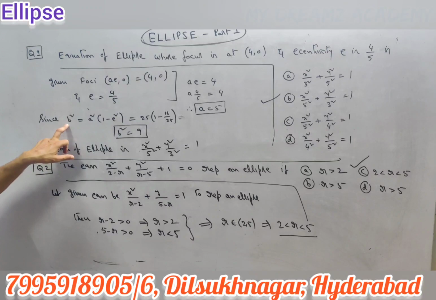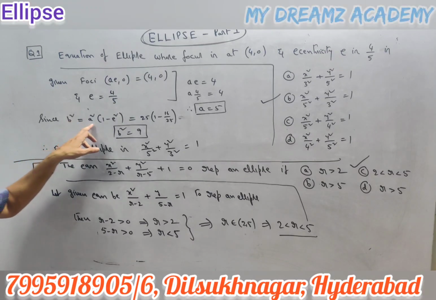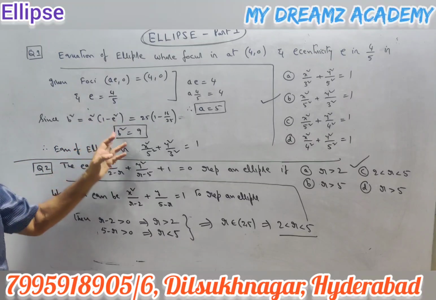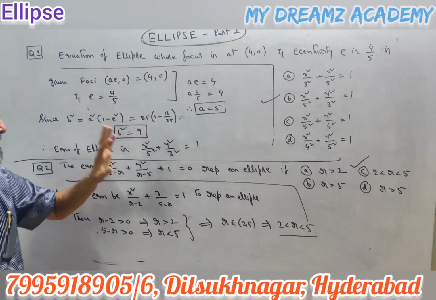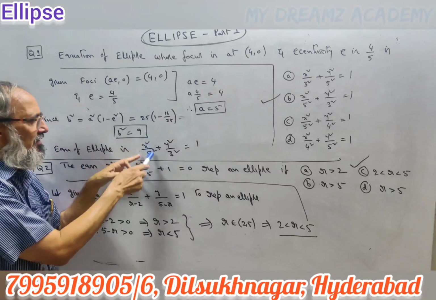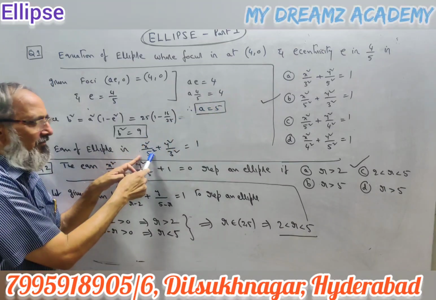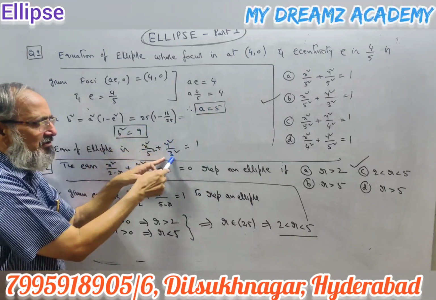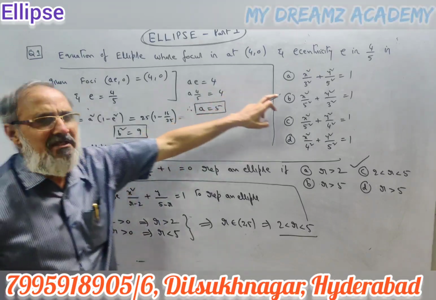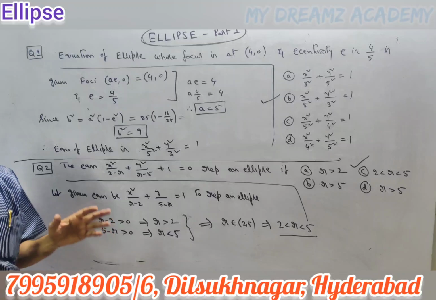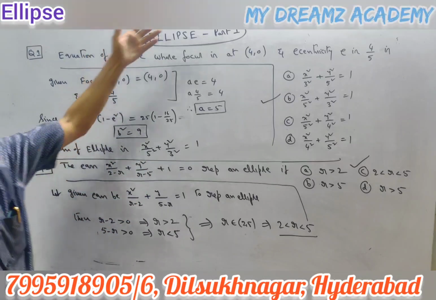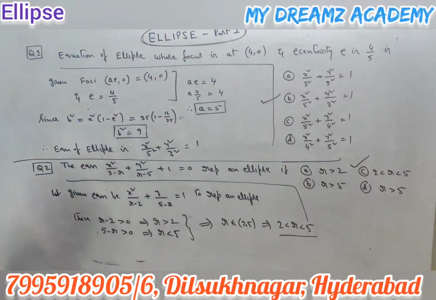Since b square equals a square into 1 minus e square, b square will be calculated as 9. Once a and b are in your hand, x square by a square is 25, 5 square, y square by b square is 3 square, equal to 1, which matches option B. So this is the way to find the equation of an ellipse when focus and eccentricity are known.